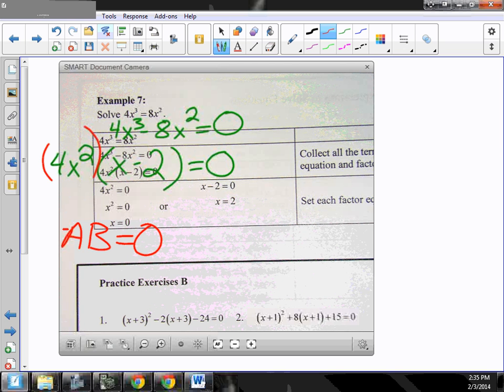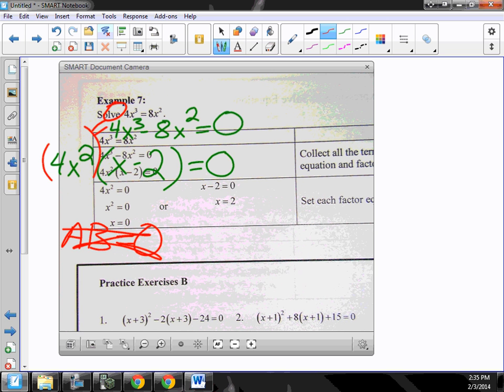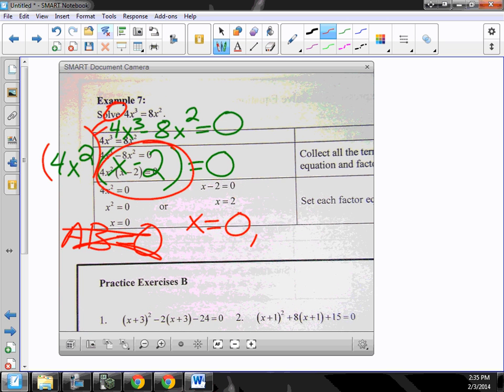So all we do is set each of these equal to 0. Well, 4 times what number squared is 0? 0. So one of the roots is 0, and the other root is going to be positive 2. Good.